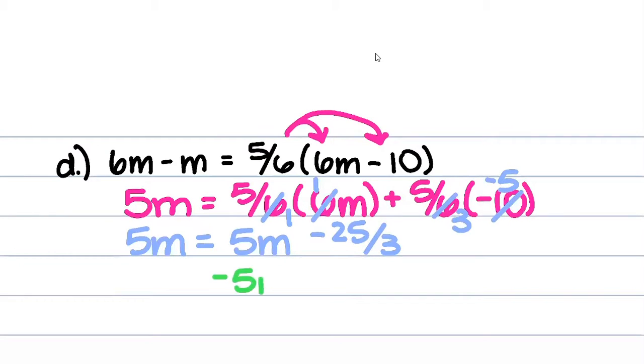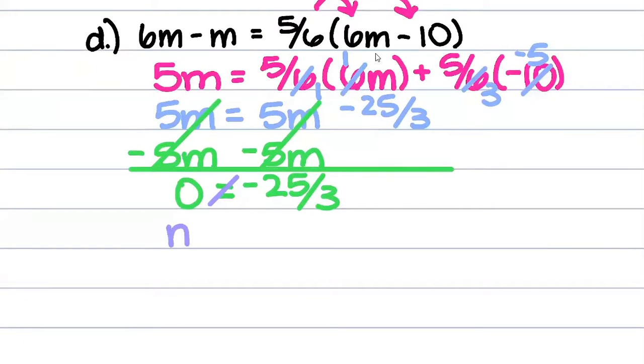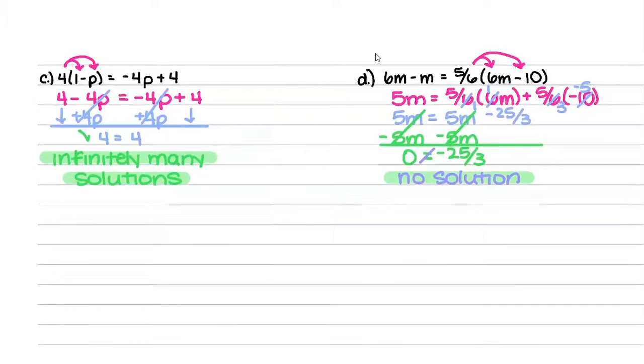I'm going to subtract the 5m from each side. 5m minus 5m is 0, so those cancel out. That gives me 0 is equal to negative 25 over 3. Now this is a false statement, so this is no solution. So again, if you get no solution, it's because you have a false statement. If you get infinitely many solutions, it's because you have a true statement.